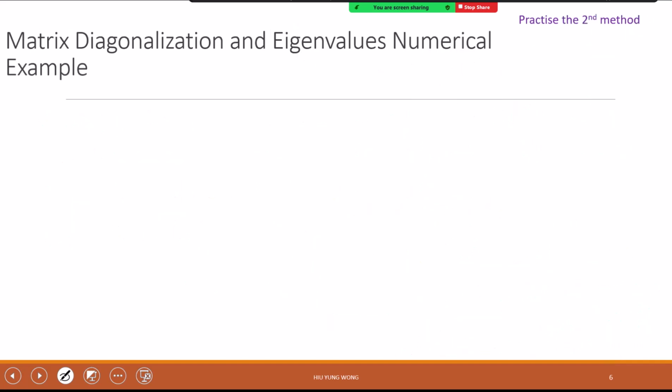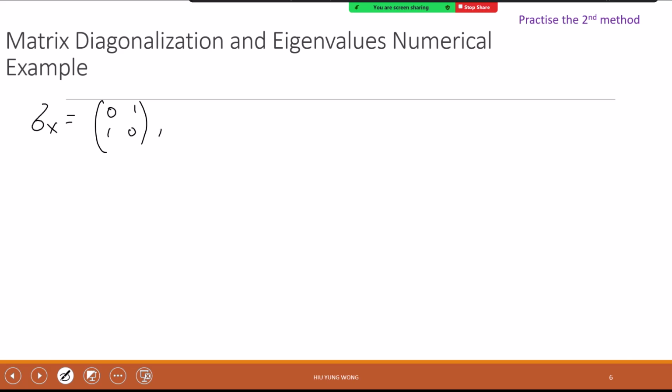Okay, I think the best thing is let's do some example, right? Doing example will help you really understand it. For example, I have sigma x. I hope you remember what is sigma x: 0, 1, 1, 0. Okay, so how do I find the eigenvector and eigenvalue?